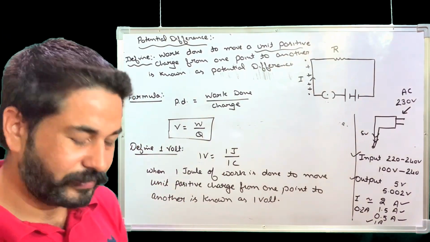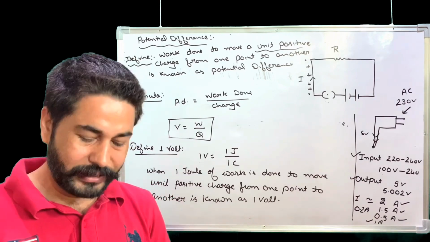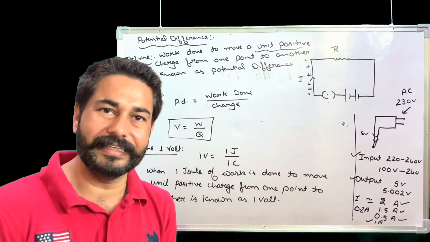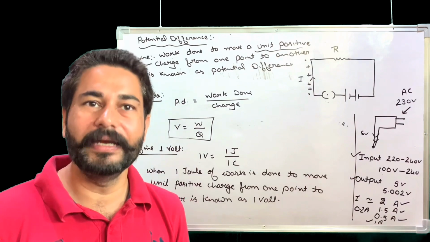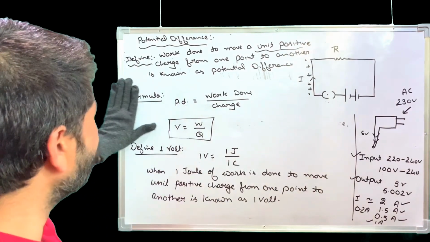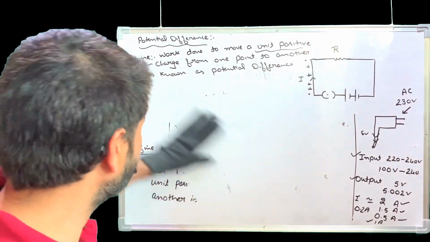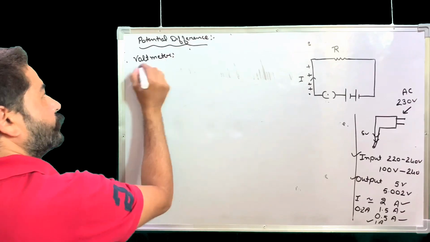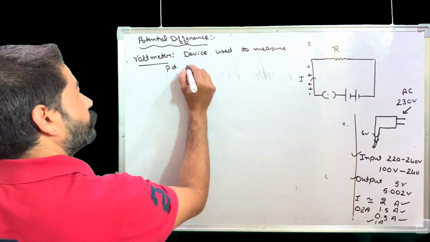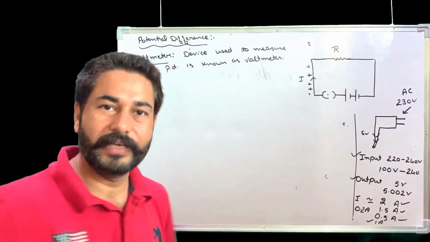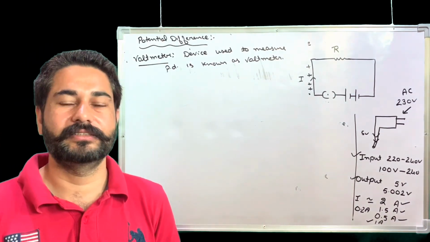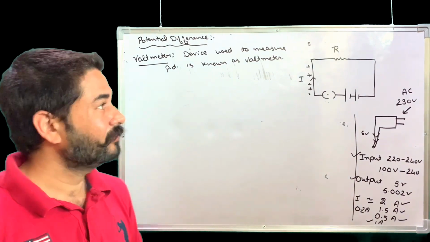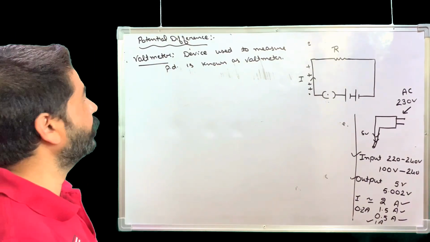Now next, as we have done in electric current also, name the device used to measure the electric current, that is ammeter. Now what is the device used to measure the potential difference? Voltmeter. Okay. So a device used to measure the potential difference across any device is known as a voltmeter.